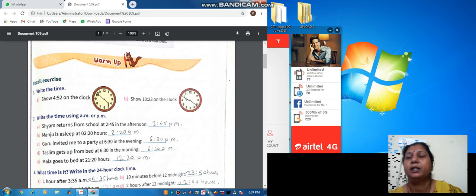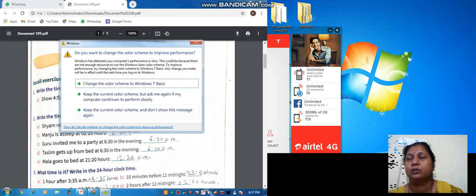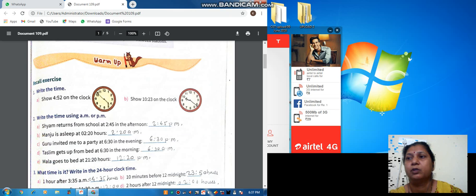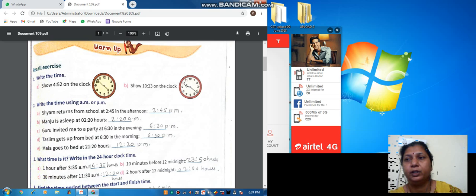Sham returns from school at 2:40 in the afternoon. So this is in the afternoon. So is it AM or PM? It is PM. Okay? That means after 12 it is 2:40 in the afternoon, right? So it is PM. Manju is asleep at 2:20 hours. So it is 2:20 AM, that is in the morning.